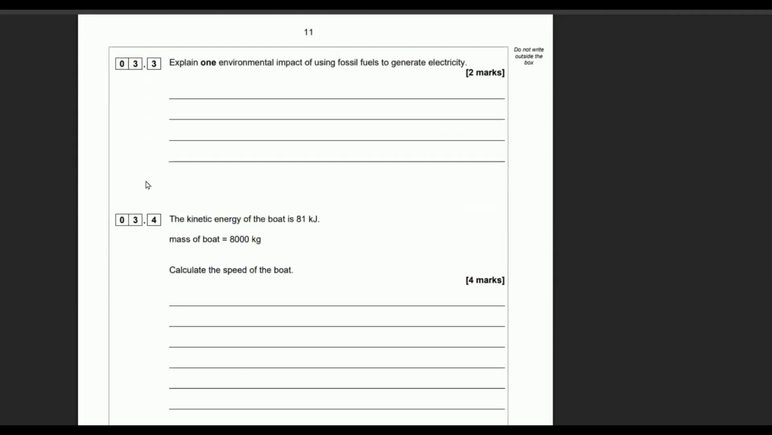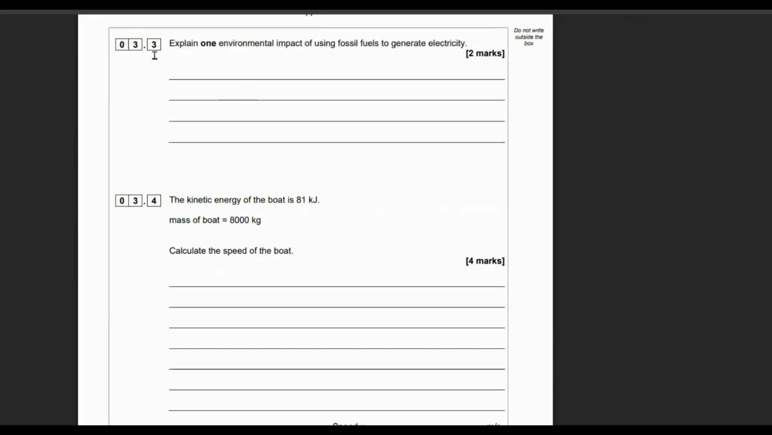3.3, explain one environmental impact of using fossil fuels to generate electricity. Well, I've just kind of mentioned it there in my previous answer. So it says explain one. So I need to describe one impact and I need to explain it. So I'm going to say global warming. That's my impact. It could warm up the planet.